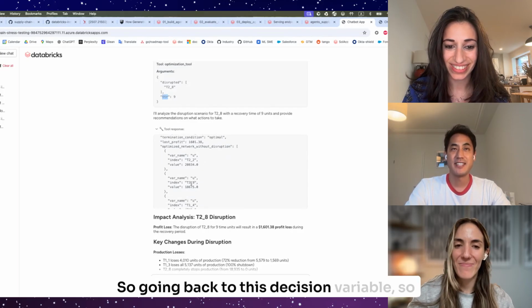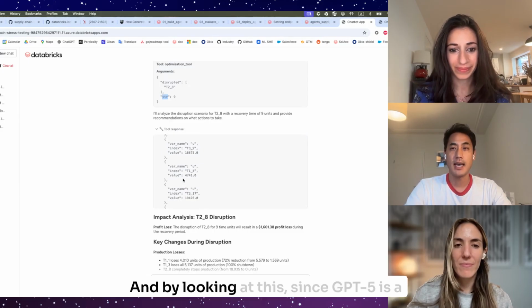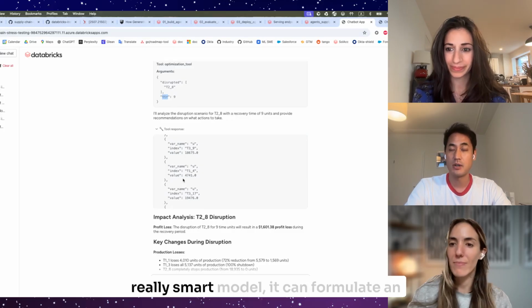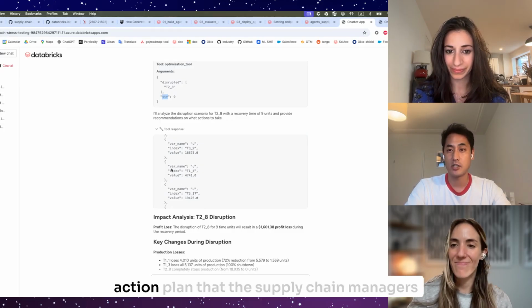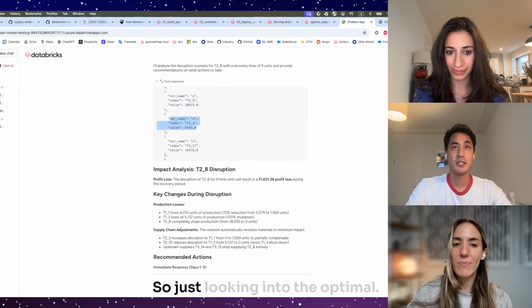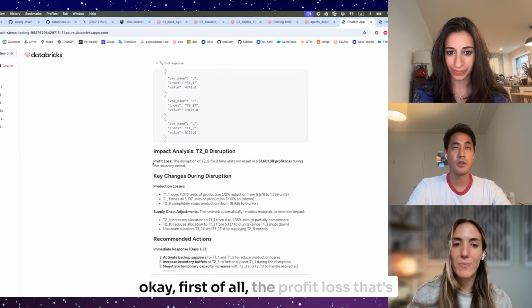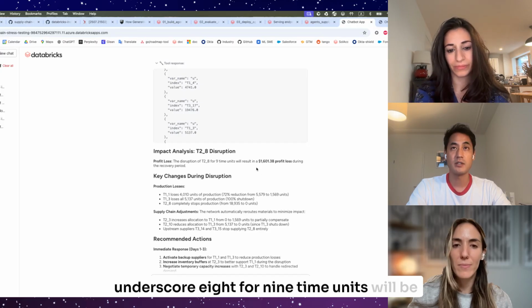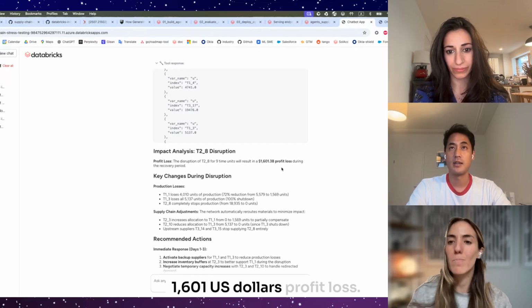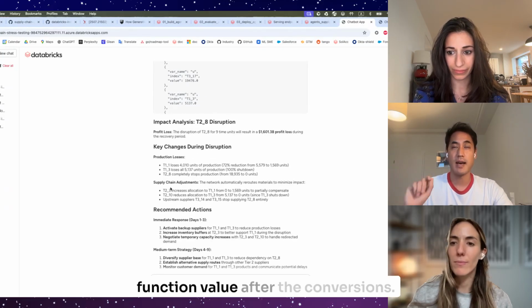So going back to this decision variable, the agent also has access to the full decision variable. And by looking at this, since GPT-5 is a really smart model, it can formulate an action plan that the supply chain managers can understand just based on the values of the decision variables. So let's see what that means. Just looking into the optimal decision variable values, it is saying that, first of all, the profit loss that's going to be caused by the disruption of T2_8 for 9 time units will be 1,601 US dollars profit loss. So it's looking at the objective function value after the conversions.